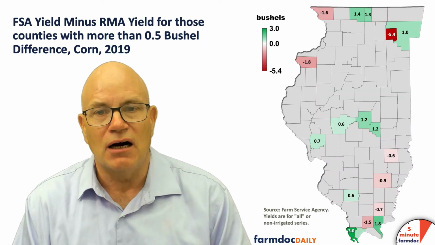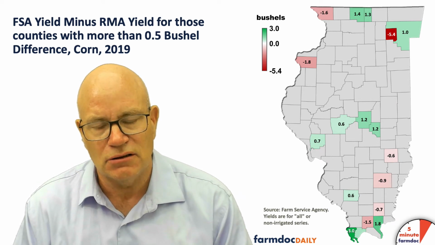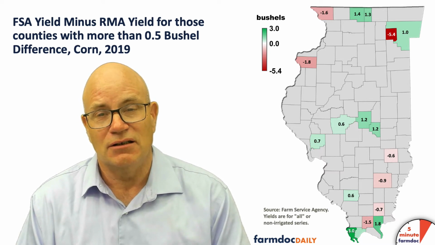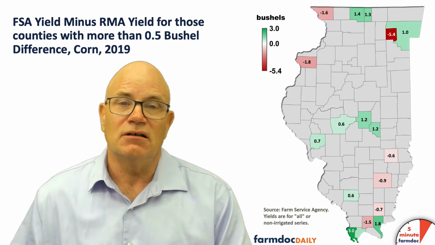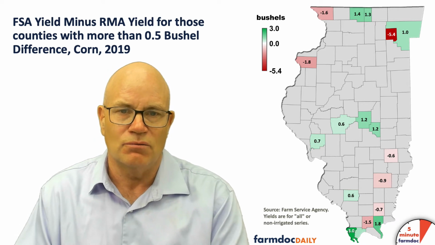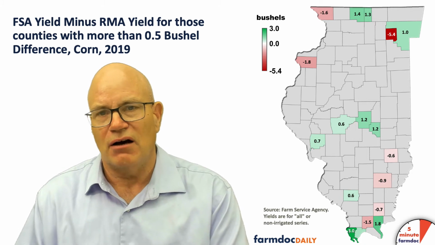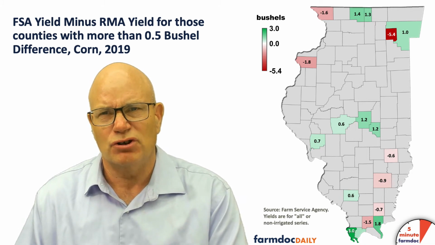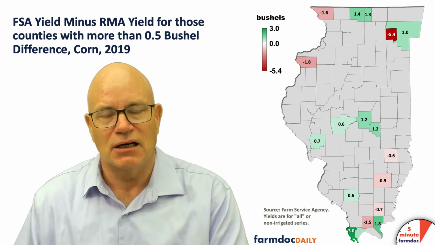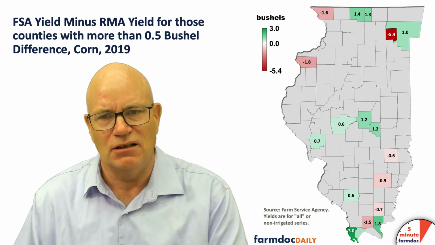FSA uses RMA, Risk Management Agency, data in calculating their yields, but they do adjust it to reflect some of the considerations FSA has to take into consideration. RMA releases their yields for SCO calculations, and in general, those yields are pretty close to the yields that FSA uses. We can see here there were only several counties that had more than a 0.5 bushel difference. Some of the bigger ones were near Cook County and DuPage County. So again, RMA yields in most cases are pretty close to FSA yields.